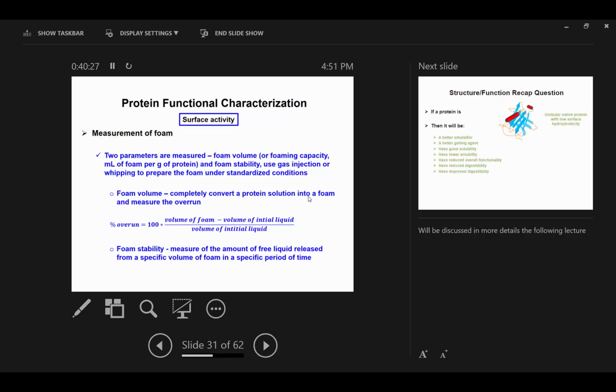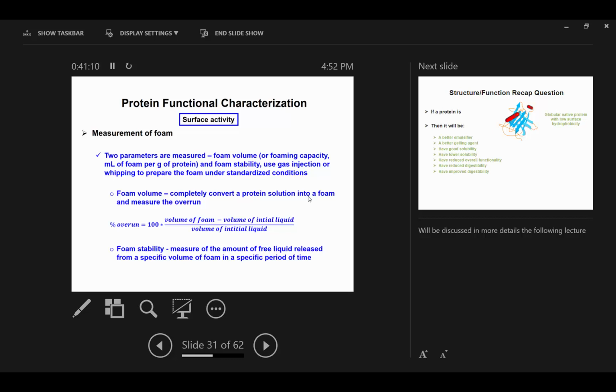Okay, one last thing. I don't know if Kari is going to include the foam, but it's another simple measure. If time permits, we will do foaming as well. For foaming, it's really simple. You measure foam volume and foam stability. By foam volume, you can measure either the overrun, that means how much foam is generated, or the volume of the foam generated with respect to the volume of the initial liquid.